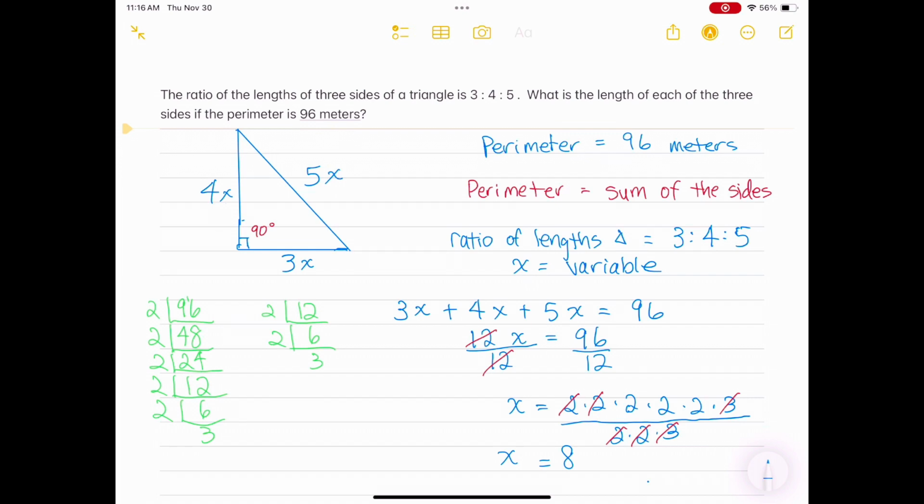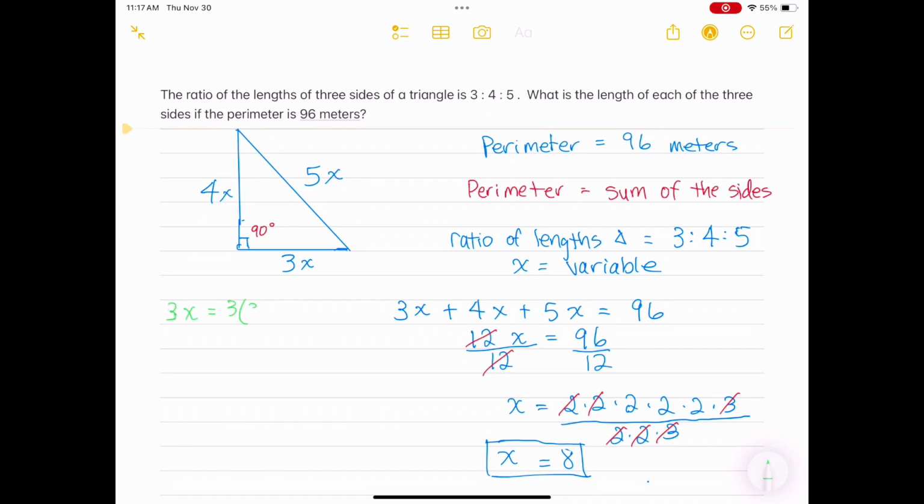Now I plug x back into the sides of the triangle to find the lengths of each of those sides. 3 times 8 equals 24, 4 times 8 equals 32, and 5 times 8 equals 40. So the lengths of the triangle are 24 meters, 32 meters, and 40 meters. I go back and label those values on the triangle figure, and I box my answers.